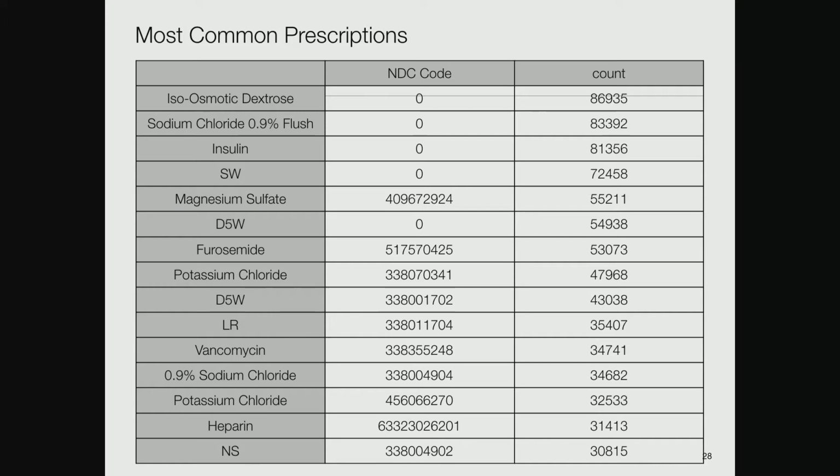Oh, I was actually going to ask, do zeros mean that they're standard across hospitals or just that we don't have the data? The NDC code should be standard across the country because those are FDA assigned codes, but not every hospital uses them, okay? And for the ones that say 0, I'm not sure why they're not associated with the code in this hospital's database. Okay.